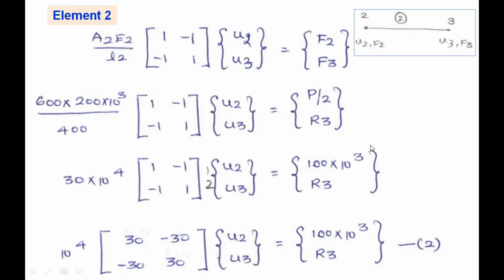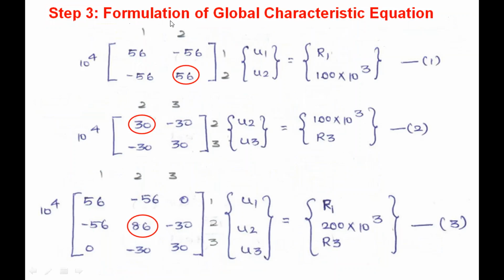Now after deriving the element characteristic equation for both element 1 and 2, we have to assemble it. When you assemble these two element characteristic equations, we have to carefully see the properties of the common node. That common node property should be correctly added. That is called the connectivity. We have to establish the connectivity properly. Whatever the properties in the common node, that should be added correctly. That we'll see. The next step, formulation of global characteristic equation.